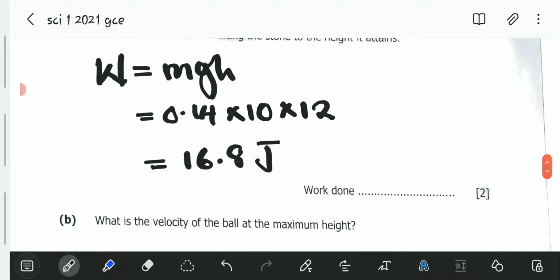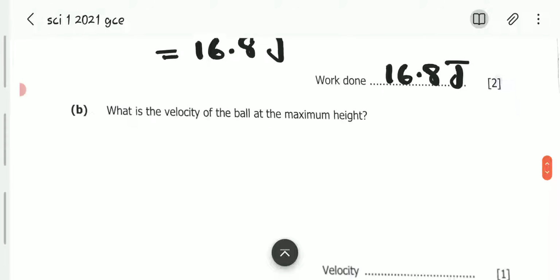So we write here 16.8 joules of work. So this is the work done. Potential energy is work done against gravity. All right, we proceed to B.